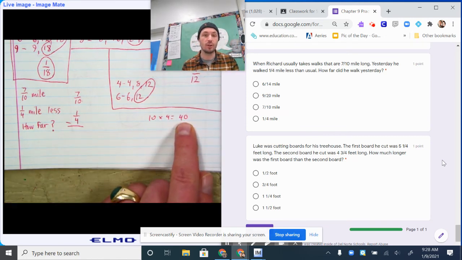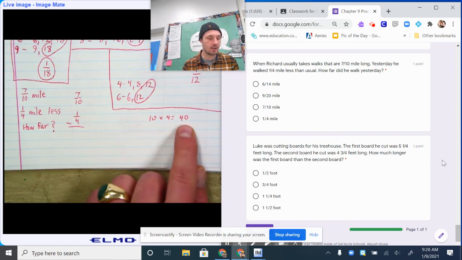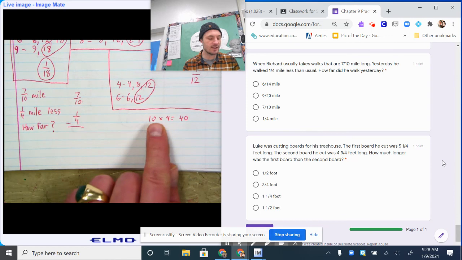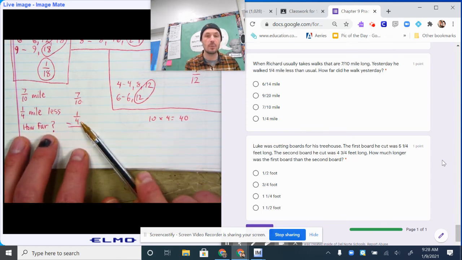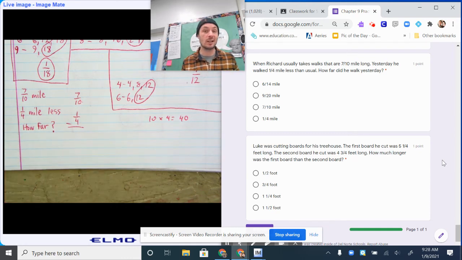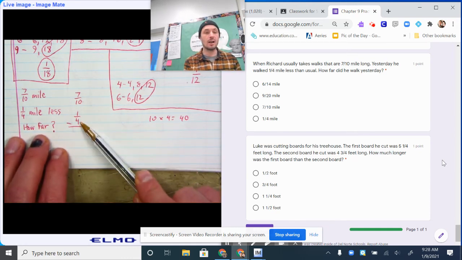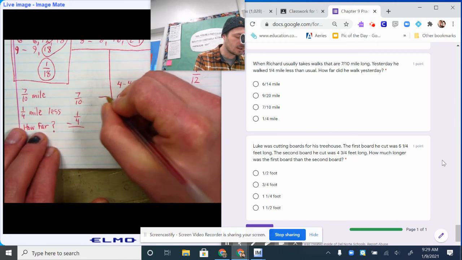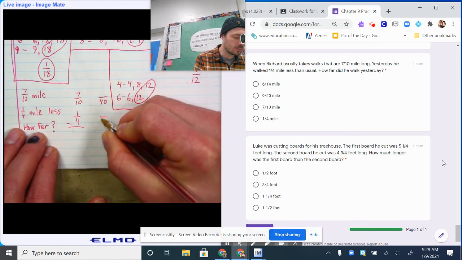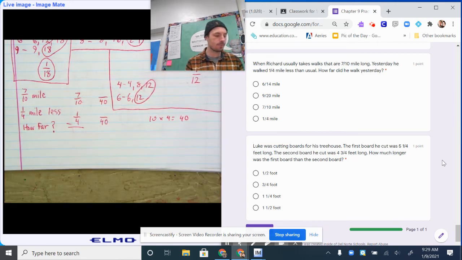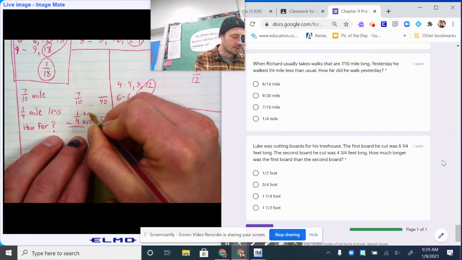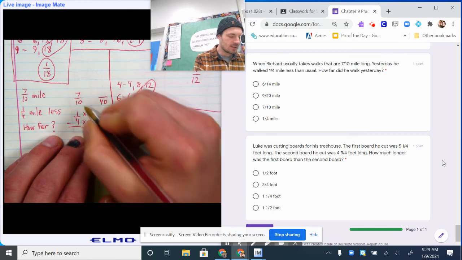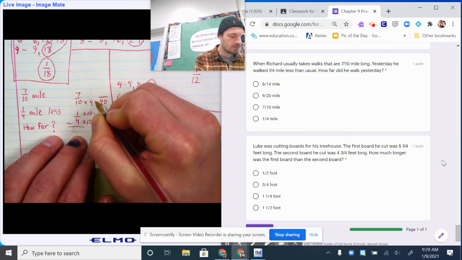40 has to be a multiple of both numbers, because it's a multiple of 4, since 4 times 10 is 40, and it's a multiple of 10, since 10 times 4 is 40. So anytime you have a hard time finding the least common multiple, just find the easiest common multiple. Multiply both denominators together, and you've got an instant common multiple that you can use as a common denominator. 4 times 10 is 40. 1 times 10 is 10. 10 times 4 is 40.